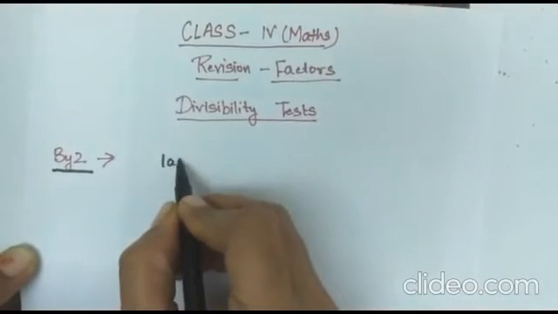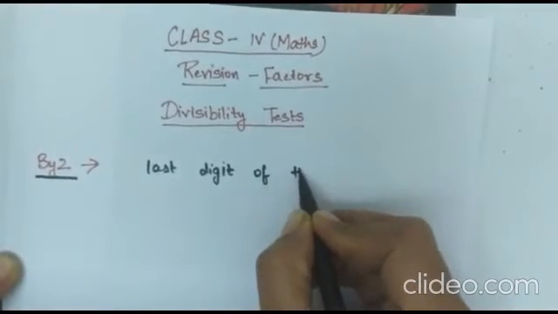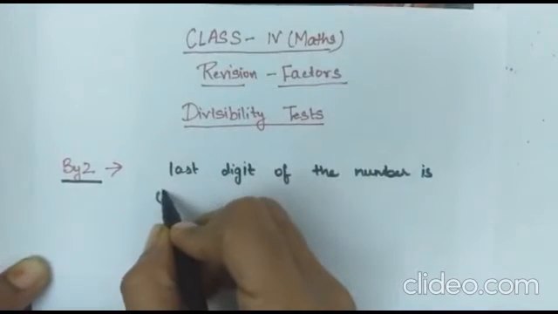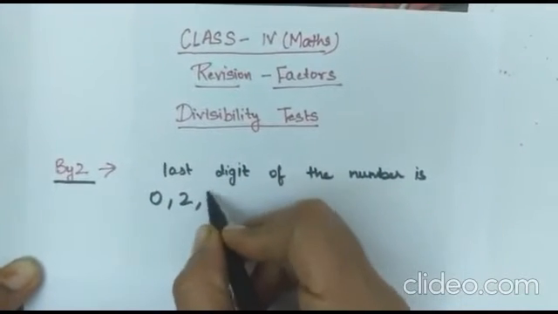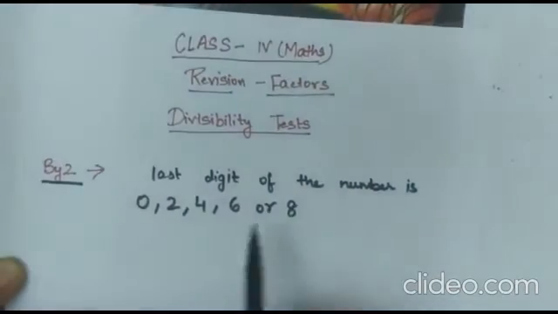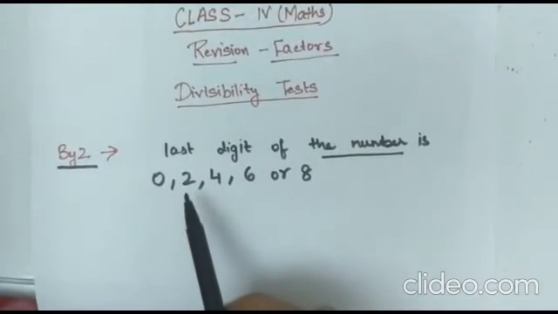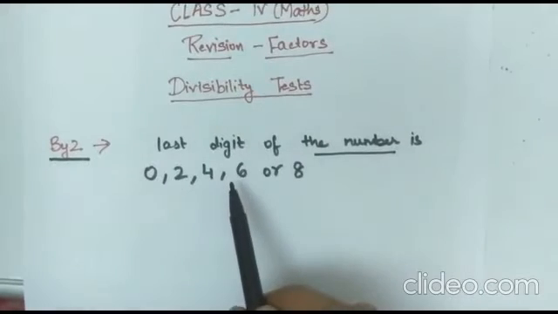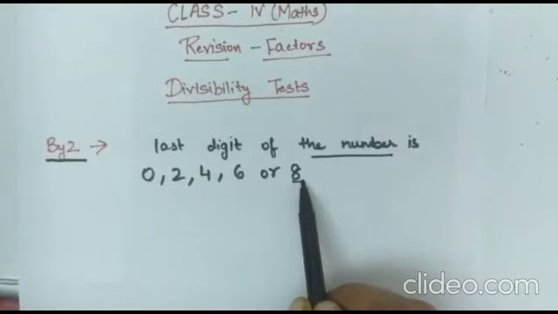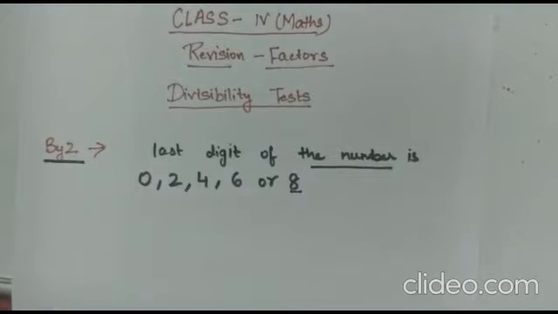If the last digit of the number is either 0, 2, 4, 6 or 8, then that number will be divisible by 2. Let us discuss some examples.